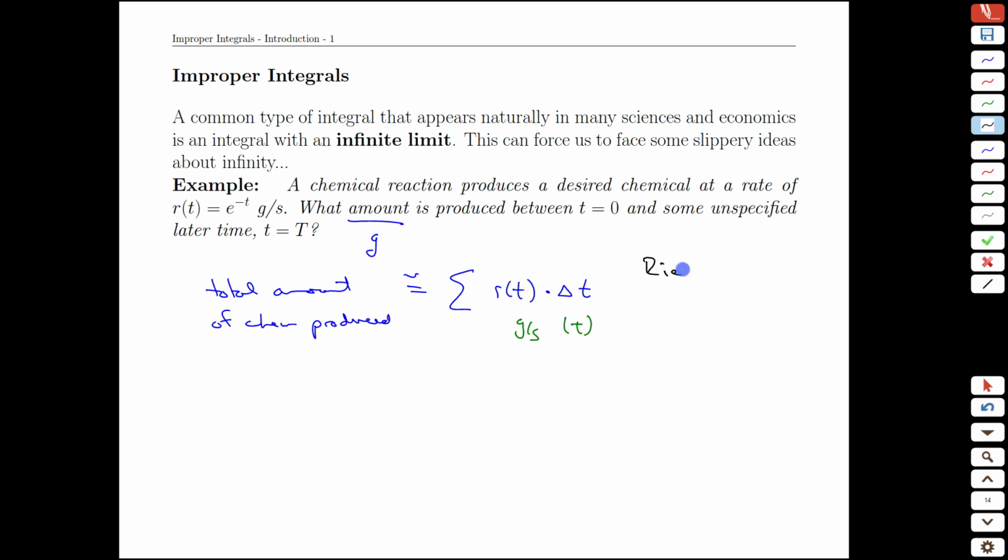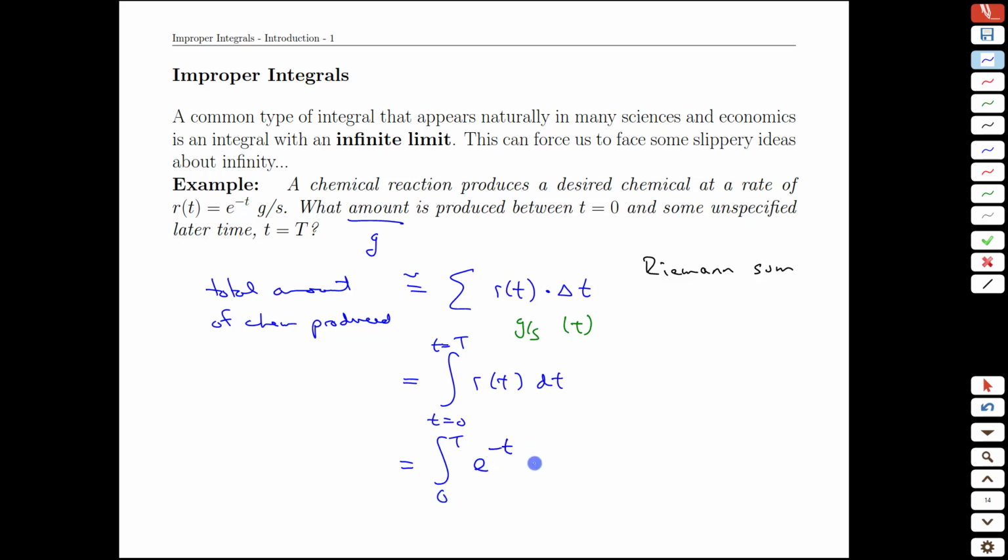This is what we would have called earlier, and should still call, a Riemann sum: value times little units of time to get a total amount. We also know now that we can convert this Riemann sum into an exact value, integrating with a dt instead of the delta t, but still having our rate there, and including explicitly when we want to start and stop our accumulation. If we do that one more time with the actual formula for the rate, e to the negative t, we can proceed.